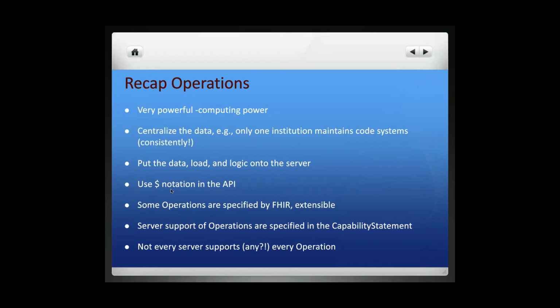Operations use the $ sign notation in the API, and they have a specific name to call the specific operation. Some operations are specified by HL7 FHIR, hence the operations list that we took a look at, and those operations are extensible, so you can add additional operations. The server support for the operations is specified in the capability statement, and don't forget that both the server and the client have to be able to use the same operation and support.